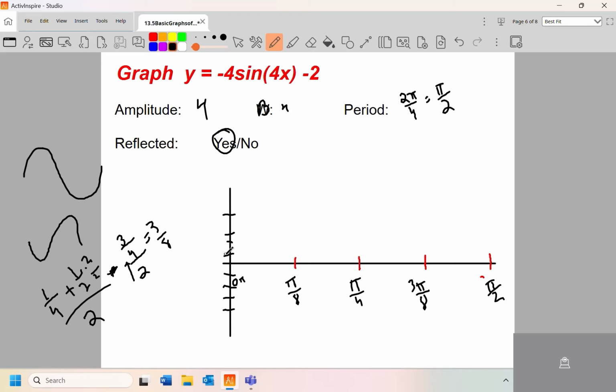Now, since it's been reflected, it will not start rising, it will start falling. It will start at the origin, and then it will fall 4, it will rise 4, it will rise 4 again, and once it gets as high as it can get, all it can do is fall back down to earth. And there is the graph of my equation. Almost.